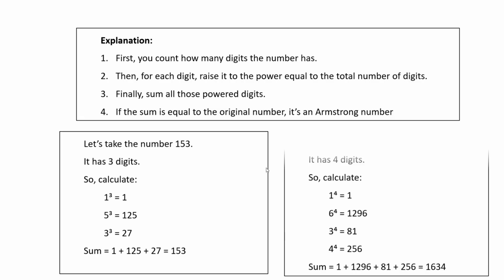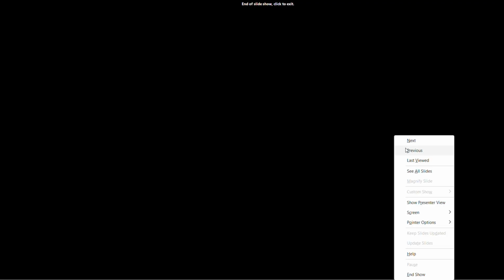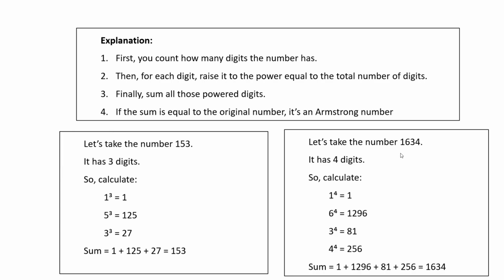Let me take one more example. Let's take the number 1634. As you can see here, this number has four digits. That means every digit has to be raised to the power of 4. So every digit: 1 to the power of 4, 6 to the power of 4, then 3 to the power of 4, then 4 to the power of 4. That is equal to 1, 1296, 81, 256.